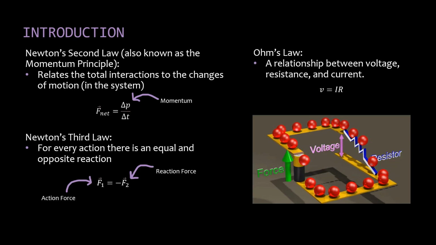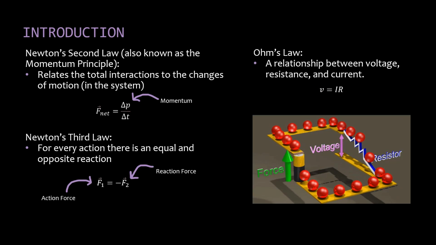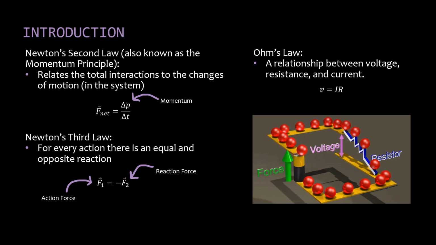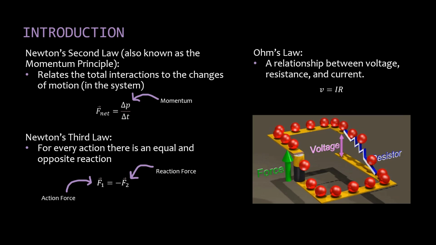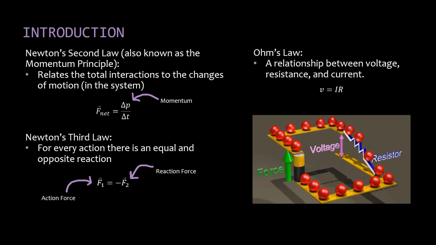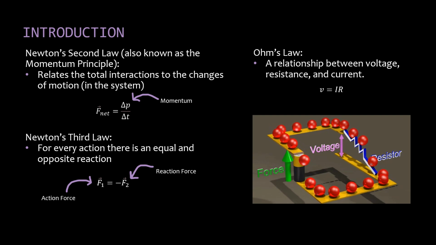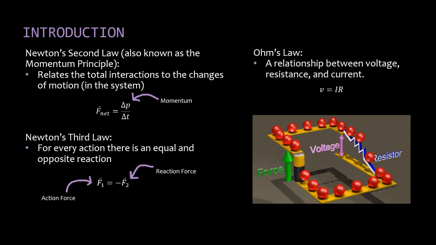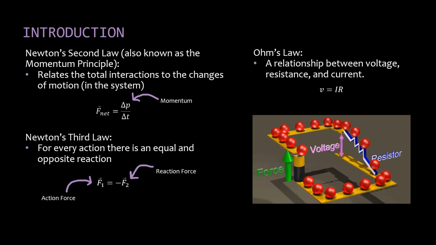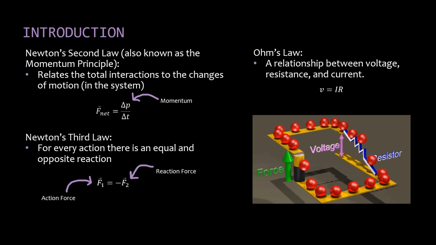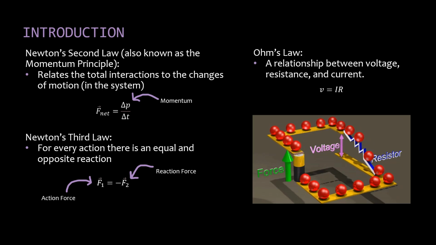We're also applying Newton's second and third laws here. Newton's second law, also known as the momentum principle, relates the total interactions to the changes of the motion in the system, and is represented by F net is the change in momentum, which is P, over the change in time. And then Newton's third law, you've probably heard it before. For every action, there's an equal and opposite reaction. For example, F1 is our action force, F2 is our reaction force, and it is the opposite of F1. And Ohm's law, which we'll get into a little bit later, is just a relationship between voltage, resistance, and current, and it's V equals IR, and it can be seen through this little image right here.